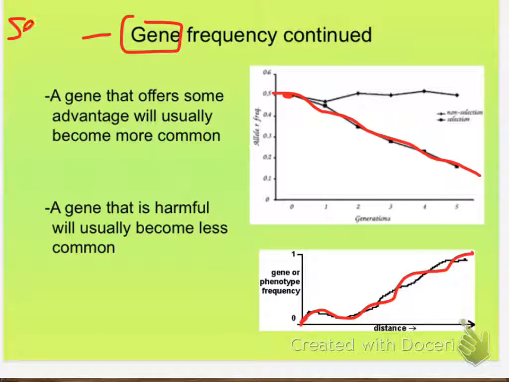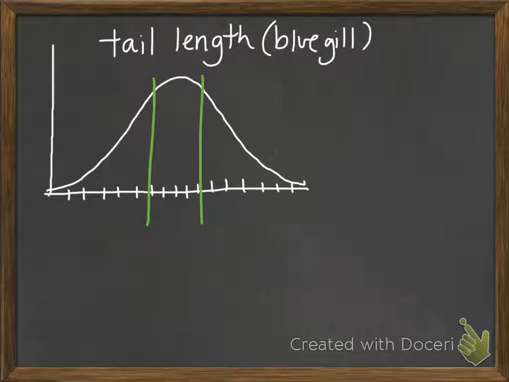A gene is just a section of DNA. That's all a gene is. It's a little chunk of DNA. Most of our bluegill fall into that great average middle, and we have a few individuals who are somewhat exceptional. And then we have a few individuals with really tiny tails or really crazy long tails.